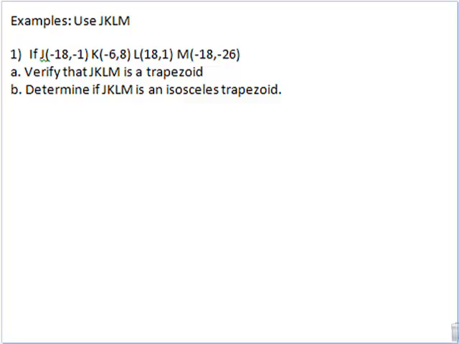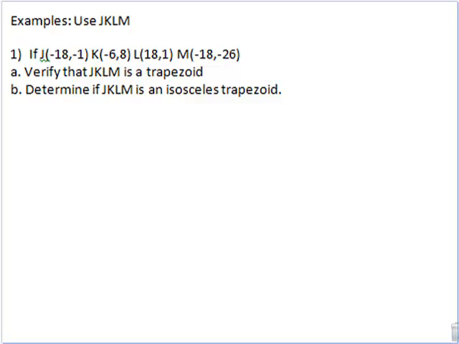Yep. Use JKLM. So there we have 4 points. We first want to verify it's a trapezoid, and then we want to determine if it's an isosceles trapezoid. Okay. So how could we verify something is a trapezoid? Yeah, only two sides are parallel, the other two sides are not. And then how can we check to see if it's isosceles? Yep, two sides are congruent, or we could look at the diagonals as being congruent. Either way.